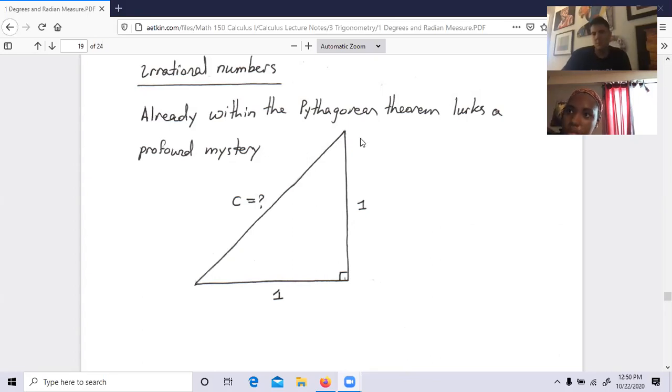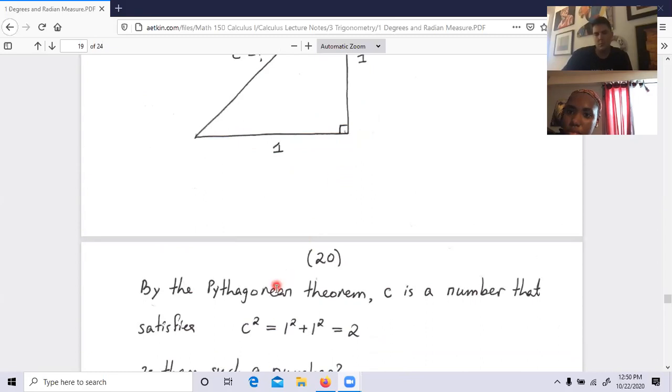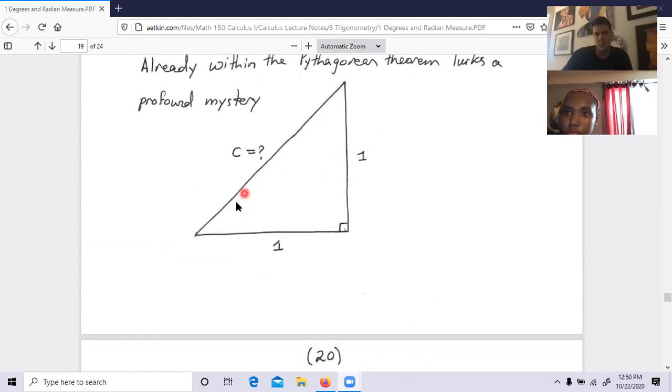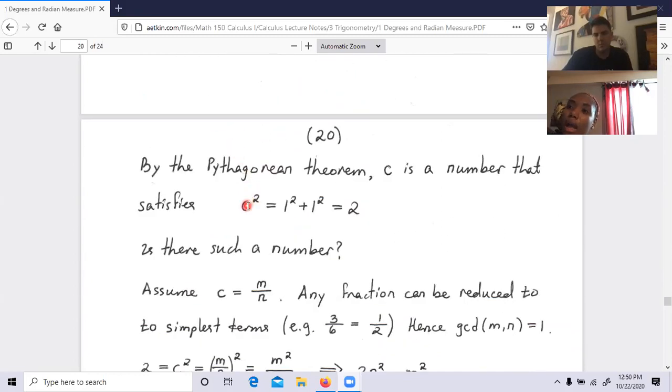So this number, guys, is this. By the Pythagorean theorem, I can figure out this number as follows. The sum of the squares of the legs is equal to the square of the hypotenuse. Yes? So C squared, the length of the hypotenuse, is 1 squared plus 1 squared, which is equal to 2. Are you with me? So that means that C is a number that when multiplied by itself equals 2. And many of you wrote the answer therefore is square root of 2.